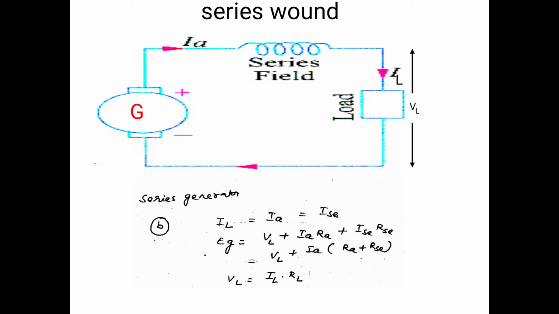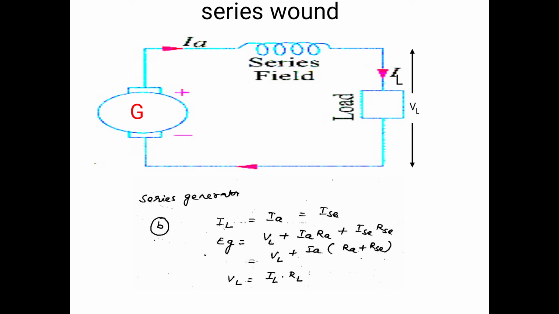ISC means series field winding current. This is the series field winding current. Armature winding current IA, series field winding current ISC, load current IL. These three currents are equal. Okay, so next, the generated EMF equation.